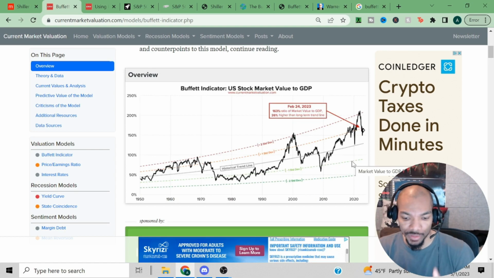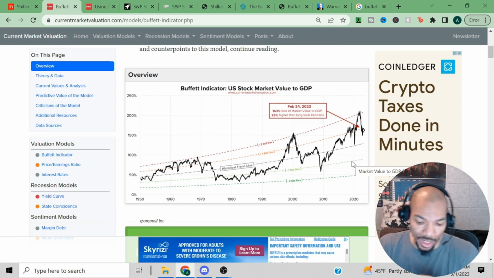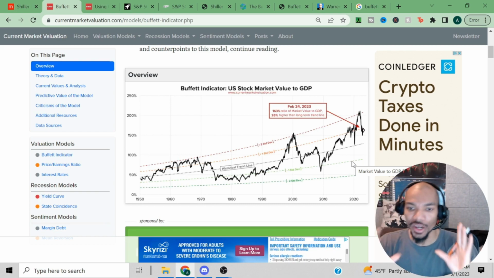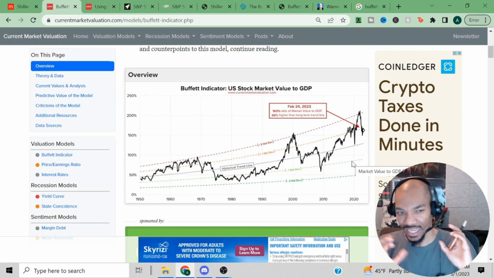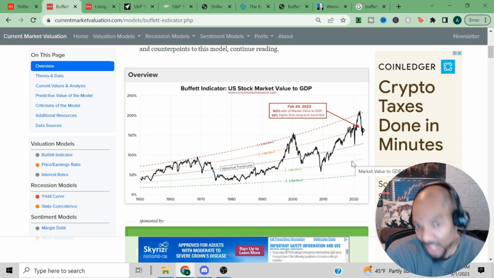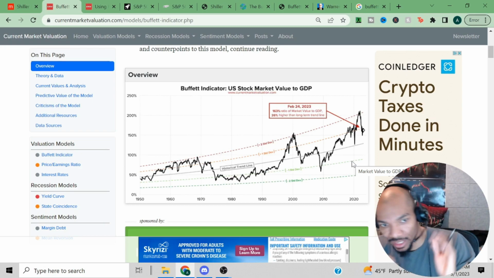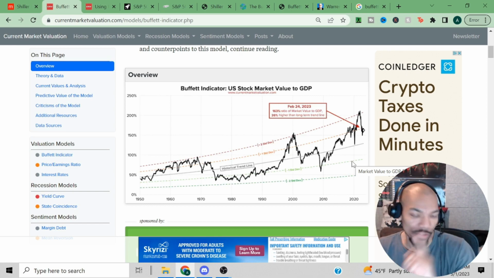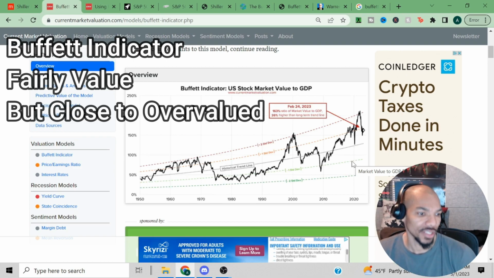Also, you have to remember that about 40% of the S&P earnings come from overseas. So we already know this isn't maybe the best thing to look at when we're assessing this. But for now, we've got one vote for fairly valued when we look at the Buffett indicator.